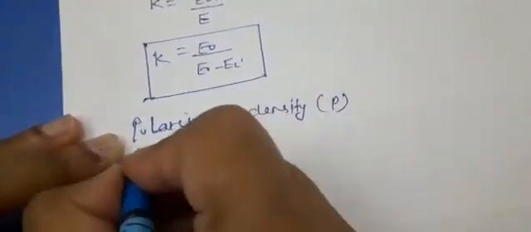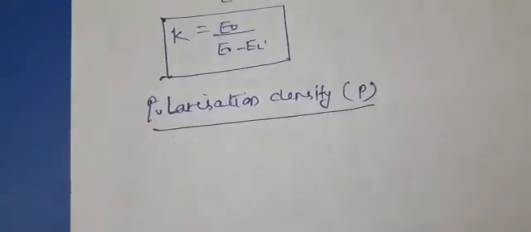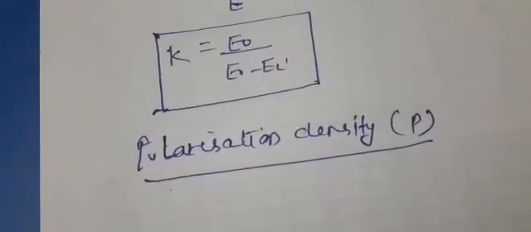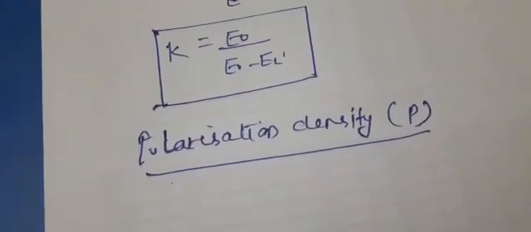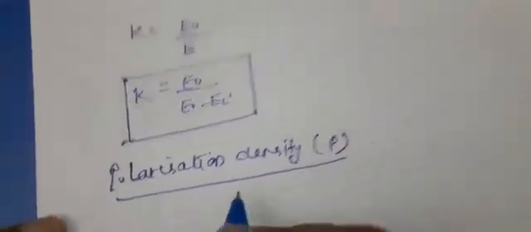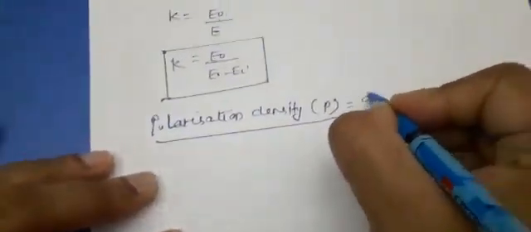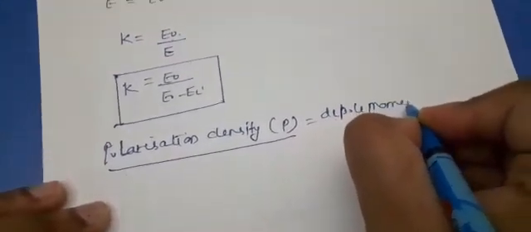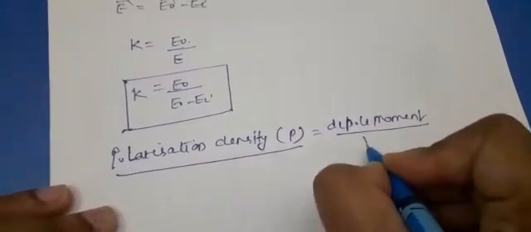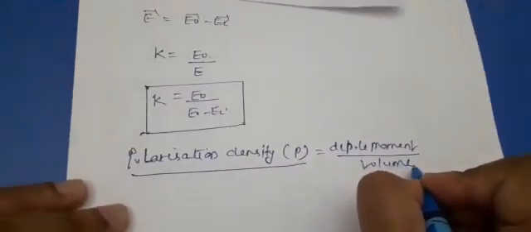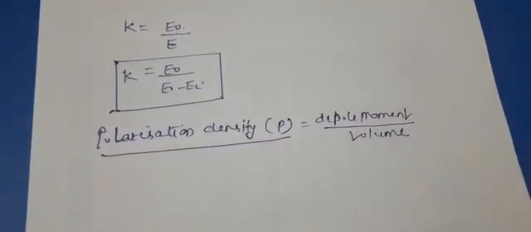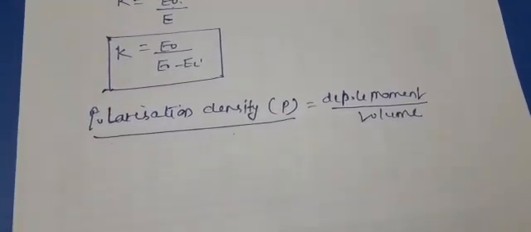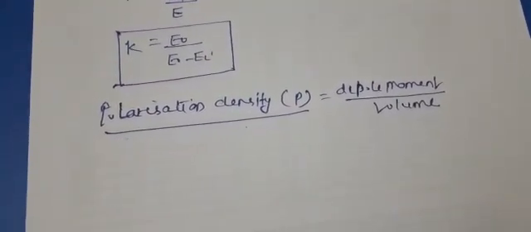We have taken it as polarization or polarization density. As we initially defined it, it is the induced dipole moment per unit volume when a dielectric is placed in an external field, and this is taken as the polarization density.